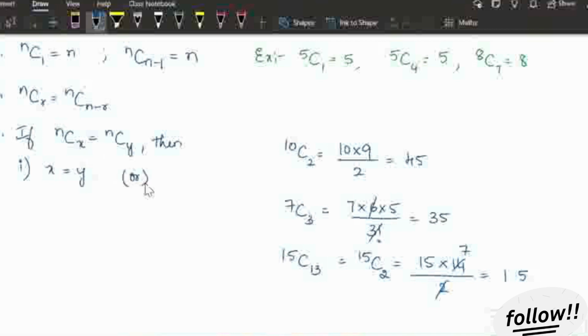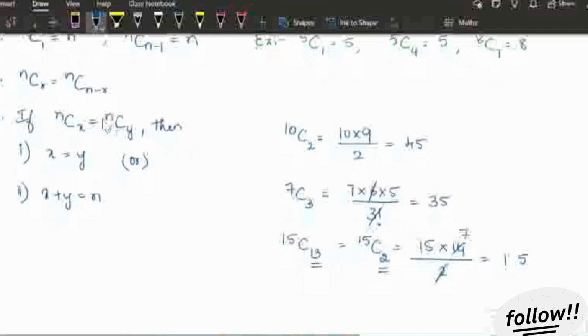Or x plus y, it can be like this also, like 15C3 is equal to 15C2. Here this number and this number are not equal, but these two together is equal to 15. Or x plus y is equal to n. Okay, understand this clearly. If two combinations are given as equal and if n is same, then either these two r values should be equal or together it should be equal to value of n. Right? So this is another property.